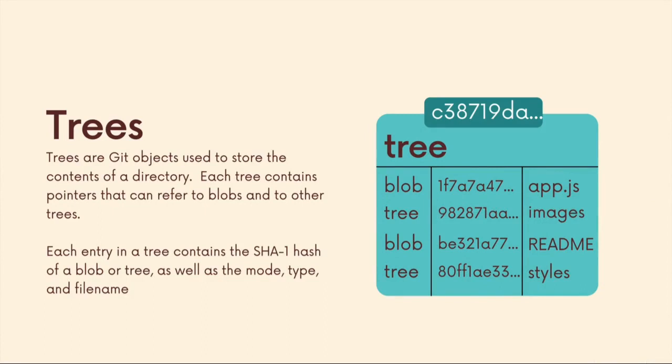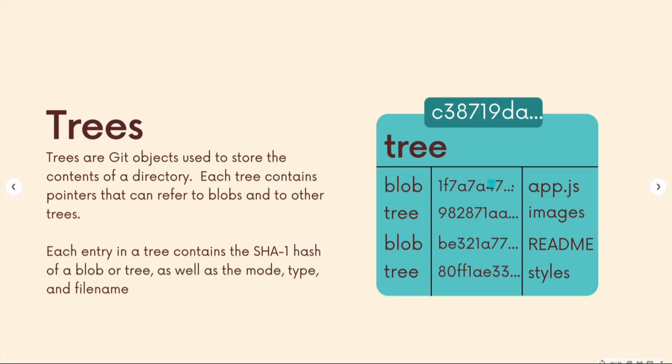Trees are Git objects that are used to store the contents of a directory. So blobs store the contents of a file, and trees store the contents of a directory. Trees actually contain pointers that can refer both to blobs and to other trees. So think about it this way: if we have one folder, and inside that folder there is one file, Git would represent that with one tree, and that tree would point to one blob for that file.